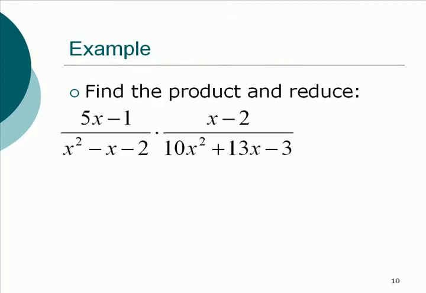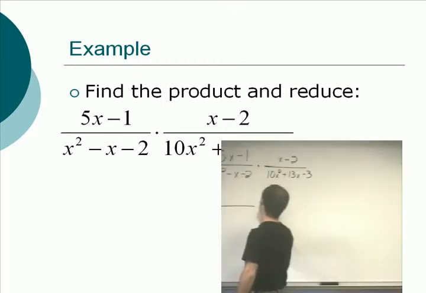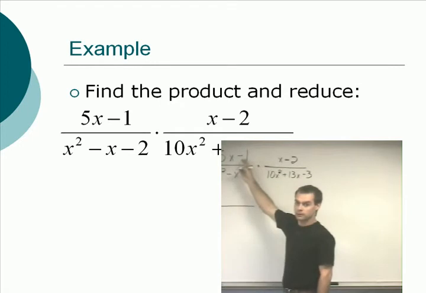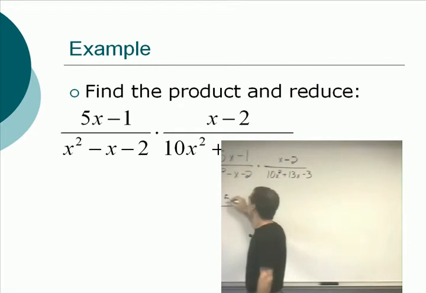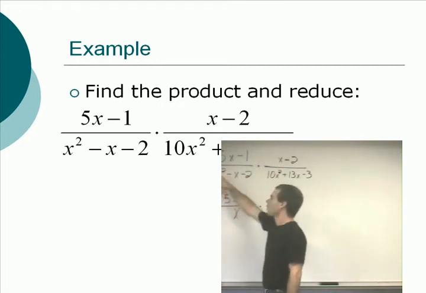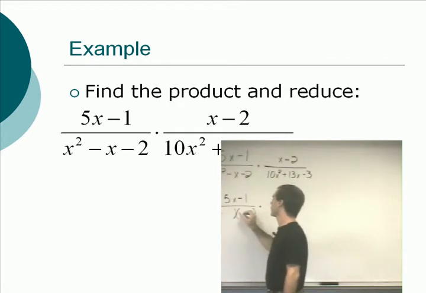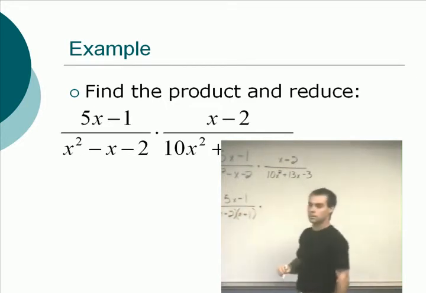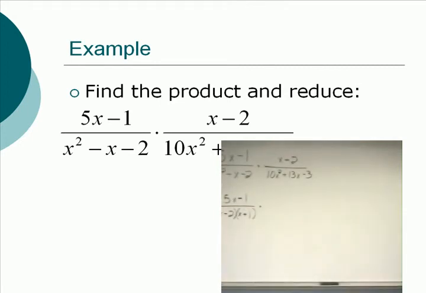Let's find this product. Well, the first thing we need to do is go ahead and factor everything. 5x minus 1? Can't factor, you say it's prime. 5x minus 1 stays just as it is. x squared minus x minus 2? We like it when the coefficient is 1 because we know it's got to be x and x. Minus 2 plus 1. Everybody agree? Okay.